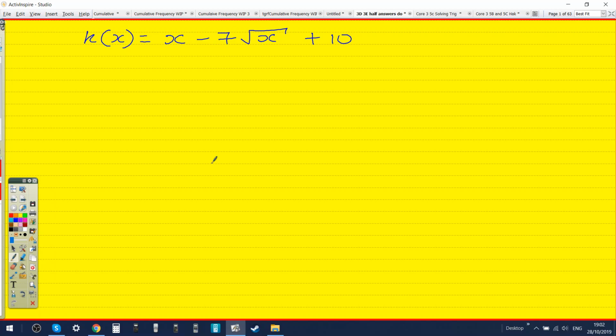I thought I had to times that by x. Yep, that's it. And then if I get x squared, the thing is, I didn't know what minus 7 root x times x would be. Oh, I see what you're saying. Hang on, there's another way to do this.